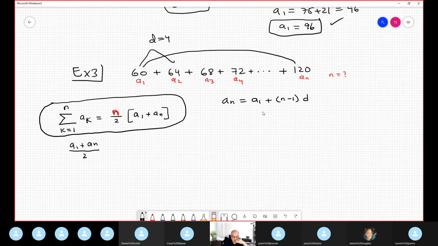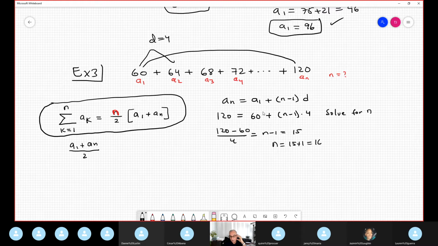So we have all elements. A sub n is 120, because it's the element for which I want to find the index n, what value it is. So a1 is 60 plus n minus 1 multiplication by 4, and solve for n. Basically it's easy, because 120 minus 60 divided by 4 is equal to n minus 1. This is 60 here, 60 divided by 4, 15. Therefore n is 15 plus 1 is 16. I discover that 120 is located in position 16 in our sequence.